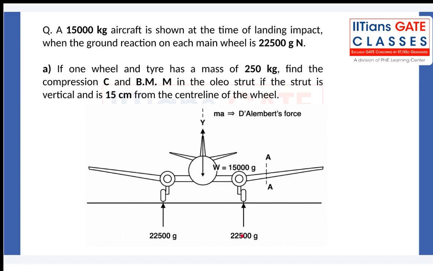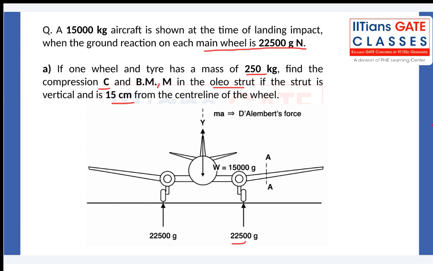So this is a question from aircraft. An aircraft is landing. You can read the question, all of you. At the time of landing, there is an impact load on the main wheel of 22,500 G, as you can see on both the wheels. Each wheel has a mass of 250 kg. Find the compression C and the bending moment M in the oleo strut, if the strut is vertical and 15 centimeter away from the center line of the wheel.